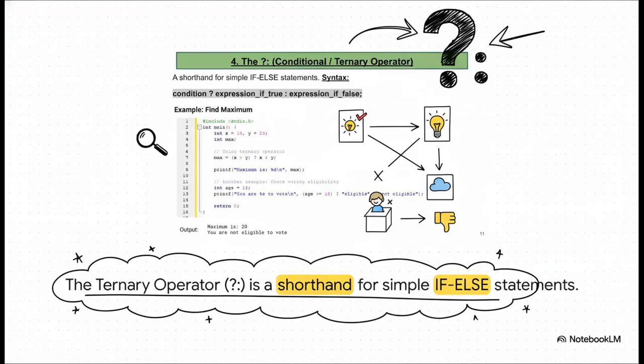This is the ternary operator. It's basically a super compact way to write a simple if-else statement all on one line. The structure is simple. Condition, question mark, value if true, colon, value if false. In our example, it checks if x is greater than y. It's not, so it returns the value after the colon, which is y, or 20. It's perfect for quick and simple assignments like this.